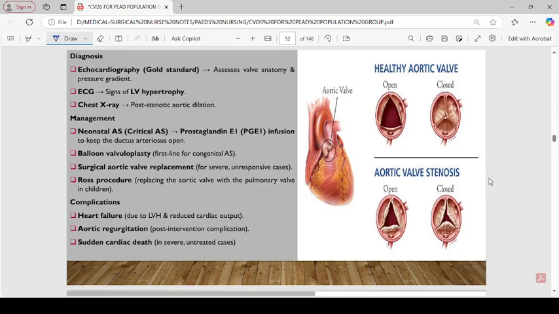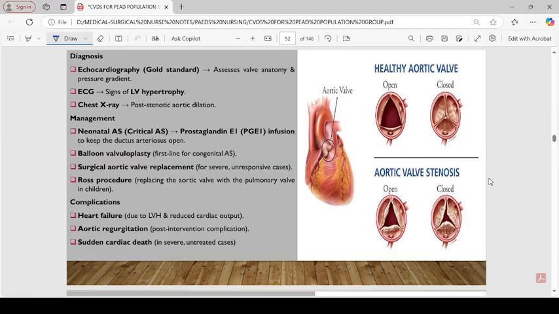If you want to diagnose aortic valve stenosis, you could do the echocardiograph, which is the gold standard. So you assess the valve anatomy and pressure gradient. You could also do an ECG, which will show signs of left ventricular hypertrophy, and a chest X-ray, which will show the post-stenotic aortic dilatation.